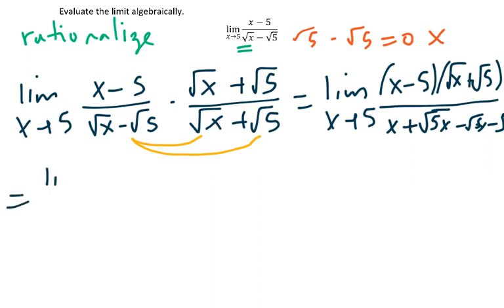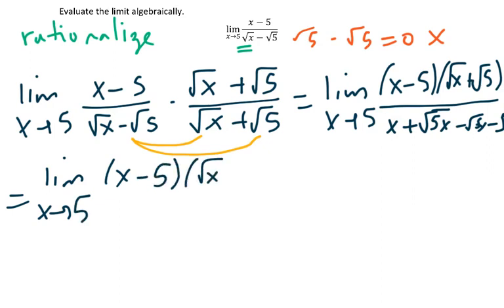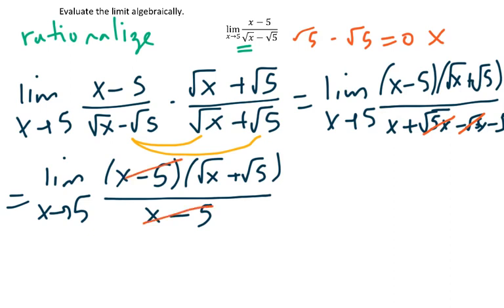Okay, so if I look at this and simplify a little bit, I get x minus 5 times square root of x plus square root of 5 divided by, in this denominator, these square root 5x's cancel because one's positive and one's negative. So I'm left with x minus 5. And now if you notice, I have an x minus 5 on the top and the bottom, so I can cancel those out. So I'm left with limit as x approaches 5, square root of x plus square root of 5.